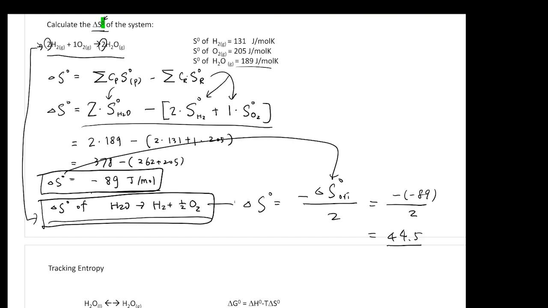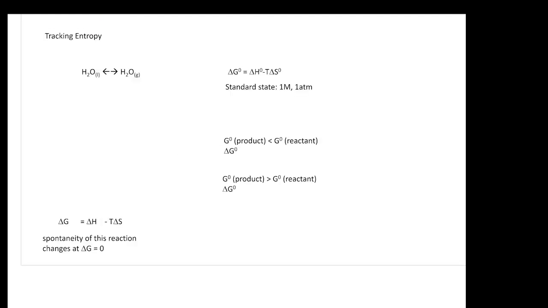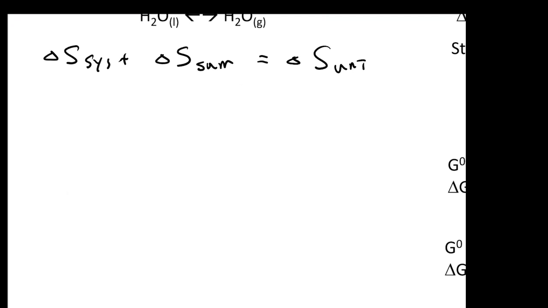You should see that entropy is an extensive property. If you change the coefficients, the delta S of that reaction will change accordingly. But in general, this is the equation you can always use to calculate the entropy of a system. We want to connect the free energy delta G to your delta S universe. In the very beginning, we said delta S system plus delta S surroundings gives you the delta S of the universe. That's the definition we got in the very beginning.